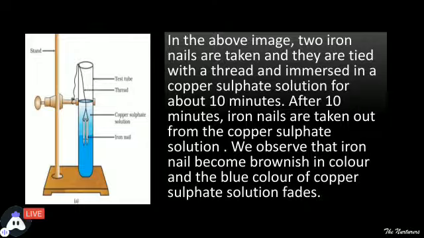और फिर हम observe करते हैं कि iron nail, they become brownish in color. And the blue color of the copper solution fades. Blue color fade हो जाता है और क्या होता है, जो आयरन नेल होती है वो ब्राउनिश कलर की हो जाती है. अब ऐसा क्यों होता है और इसके क्या क्वेश्चंस है, वी विल बी डिस्कसिंग.